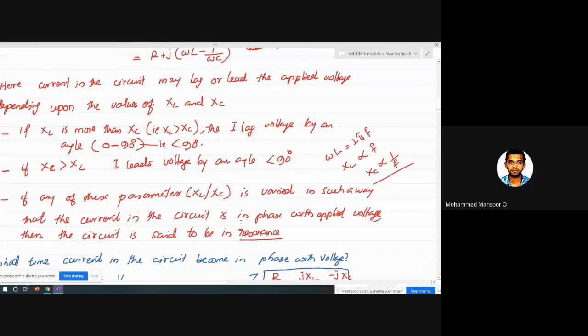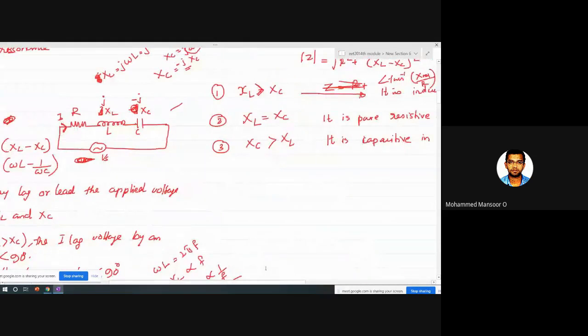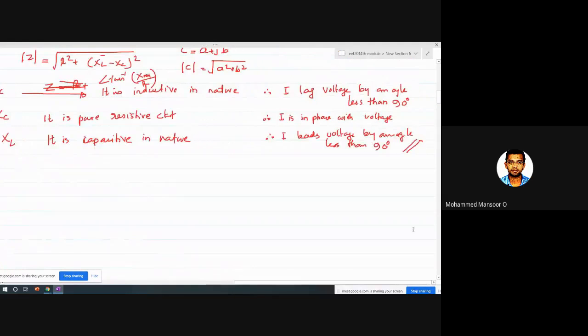at resonance. So what is the condition for resonance? The second case. Clear? So this is the condition for resonance. Under resonance condition, current is in phase with voltage. So by changing the parameters, if we make the circuit behave like this, that is current is in phase with the voltage, then that circuit is said to be in resonance condition.